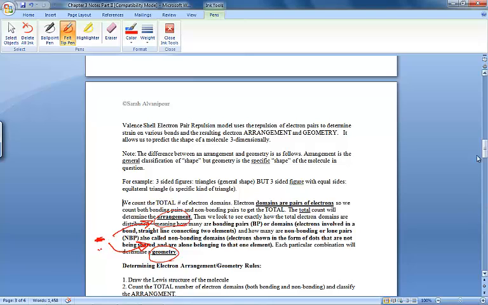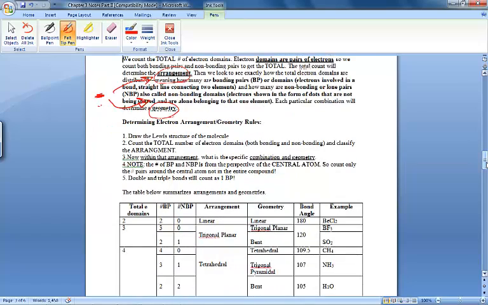So, to determine the electron arrangement in geometry, you'll follow these rules, which is to, first of all, draw the Lewis structure. That's why it's very important to draw it correctly. Then you look at the central atom. Again, the central atom only. Look at the total number of pairs or domains that you see, the bonding and non-bonding, the lines and the dots. And that'll give you the general arrangement. Is it linear? Is it trigonal planar? Is it tetrahedral? And so on.